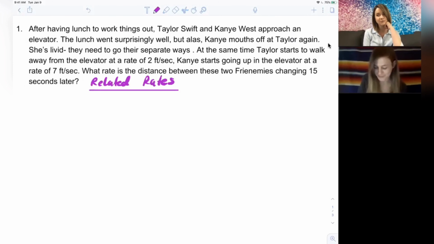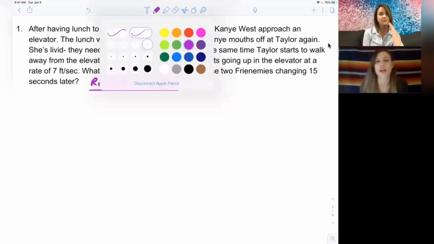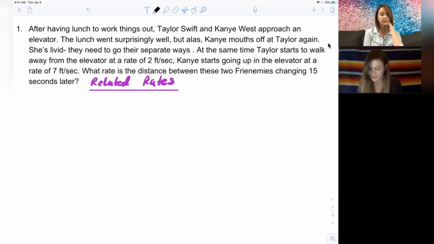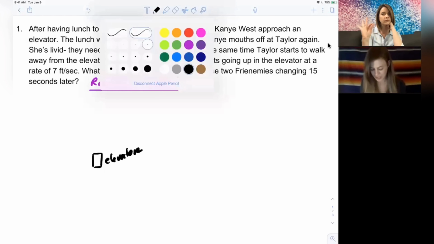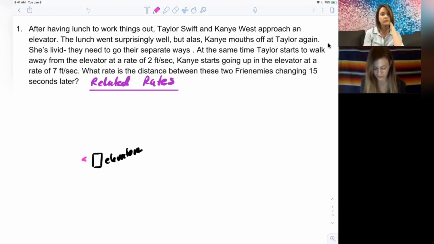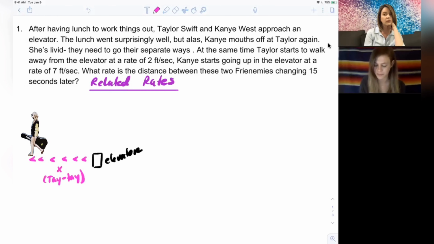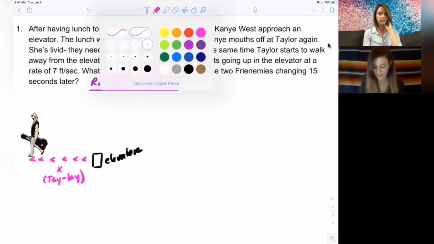We got this. Okay, so let's start by drawing a picture. So we have an elevator. And Taylor is walking away from the elevator. I'm going to call this distance x. It represents the distance that she's walking from the elevator.